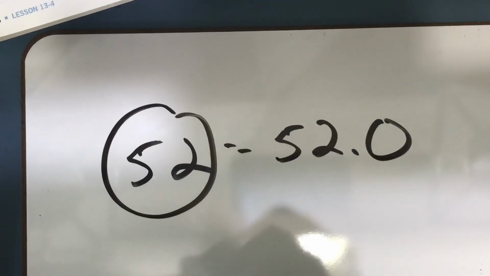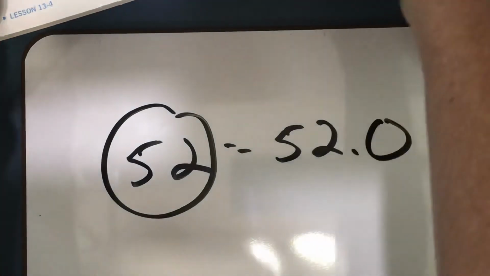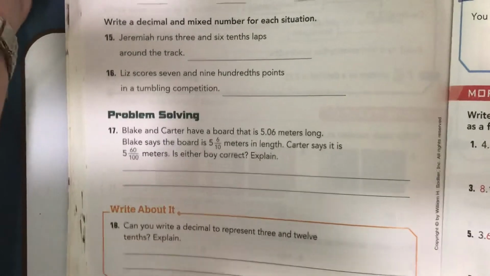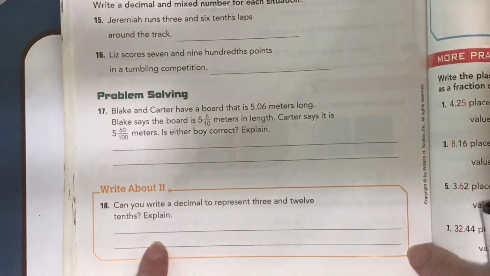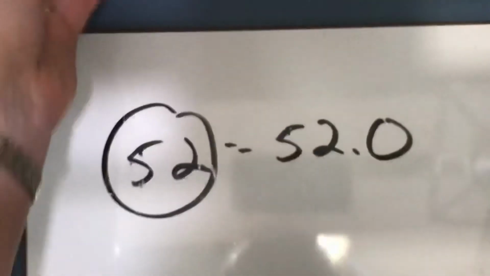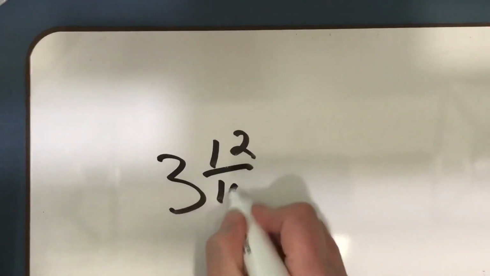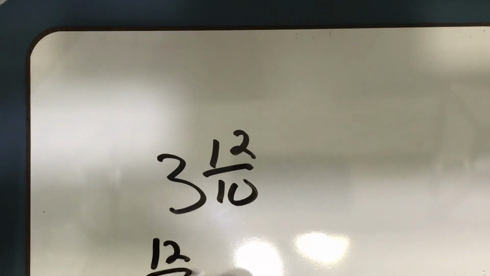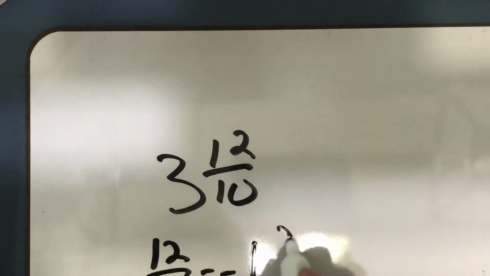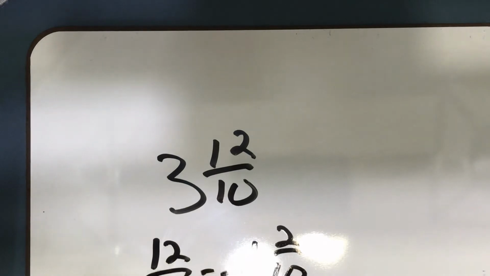Okay, and then let's look down at number 18. It says, can you write a decimal to represent 3 and 12 tenths? Explain. Well, let's look at that. If I have 3 and 12 tenths, first we'll write it as a mixed number. 3 and 12 tenths. Well, we know that 12 tenths equals 1 and 2 tenths, because I divide to change that improper fraction into a mixed number. 1 and 2 tenths.